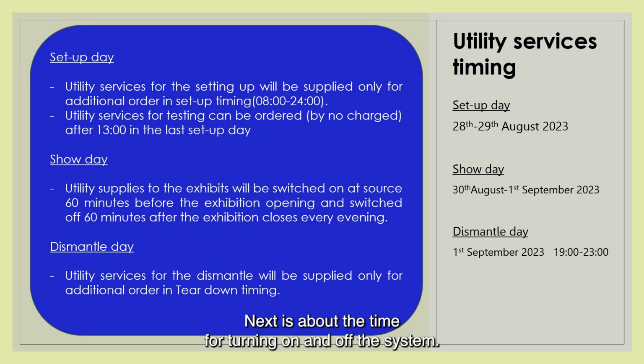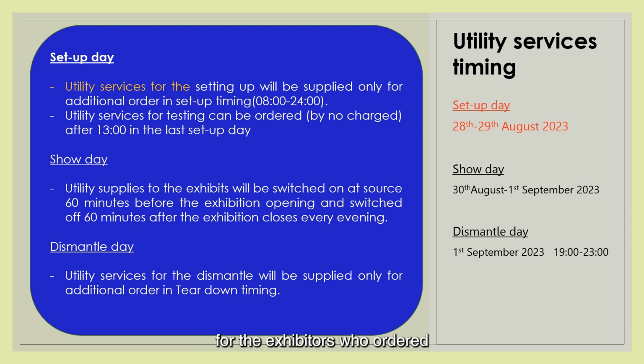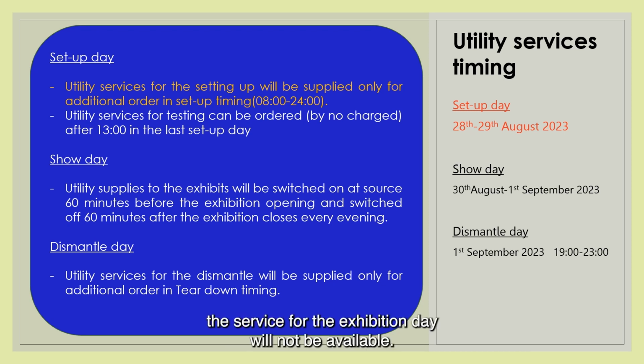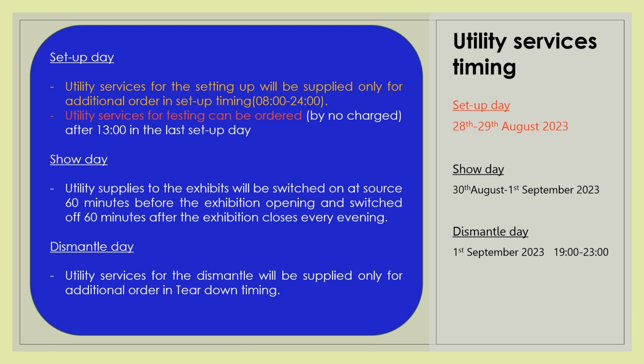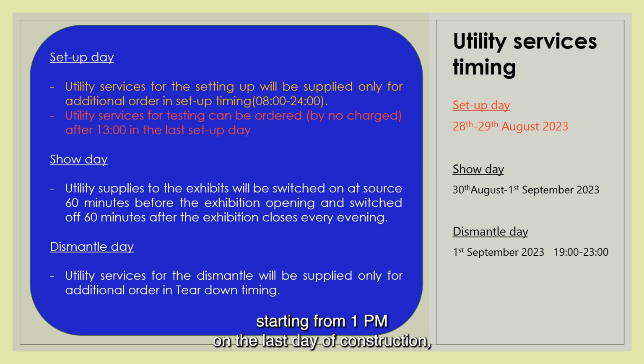Next is about the time for turning the system on and off. On August 28 and 29, which are the construction days, exhibitors who order the electrical system for construction will be able to use the system according to the time they move into the construction area. On this construction day, the service for exhibition day will not be available. However, if any exhibitor needs to turn on the system for testing purposes, they can inform the service counter staff starting from 1 p.m. on the last day of construction, which is August 29th. During this period, they can inform without any charge.